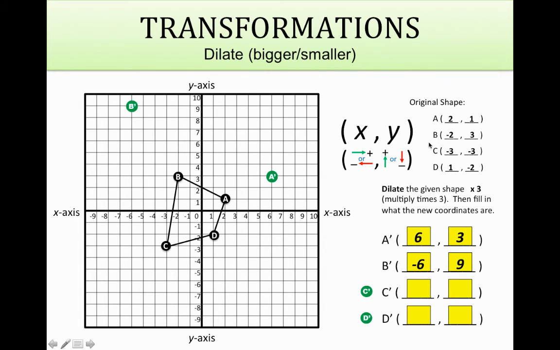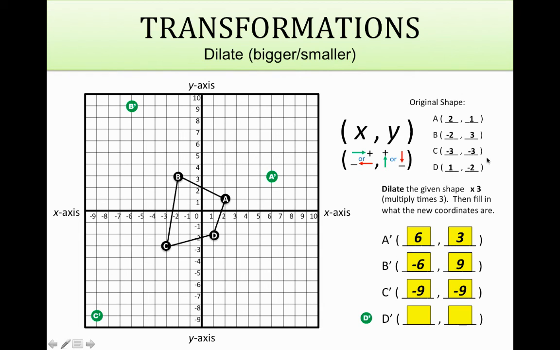All right, let's take a look at C's coordinates. So we got -3 and -3. All right, -3 times 3. A negative times a positive is going to be a negative, so that's going to be a -9. And it's the same exact thing for this one. -3 times 3, -9. So let's grab C prime. Go over -9 and then down 9, be right there.